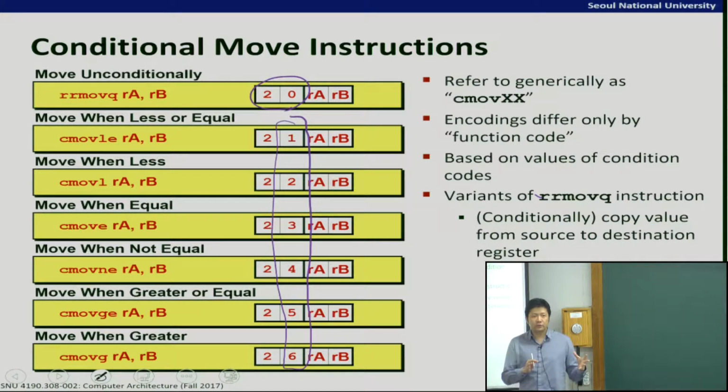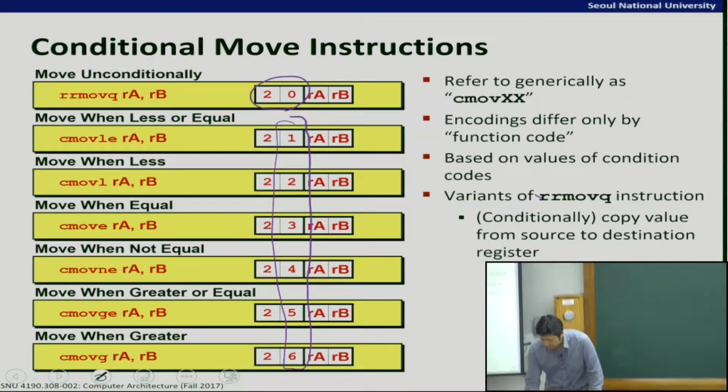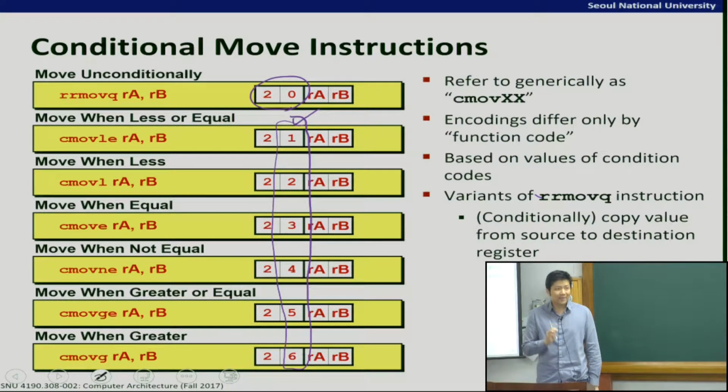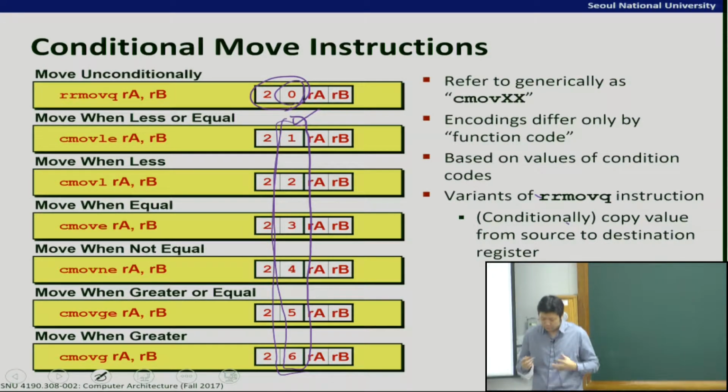So the conditional move takes the same format as register move. If the second nibble is non-zero, that means it's conditional. If it's 0, it's simply unconditional, just move regardless of the value of the flags. But if you have a non-zero value in the second nibble, like 21, 22, 23, and so on, then the move instruction is executed only if a certain condition is satisfied, depending on the value of the nibble.